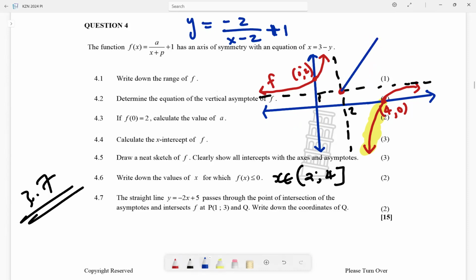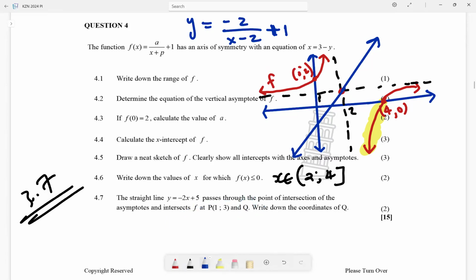A line that passes like that. I don't know exactly where it passes, but I'm told it is a straight line. The equation tells me it is a straight line. So it passes through the point of intersection and intersects at 1 and 3, and Q.